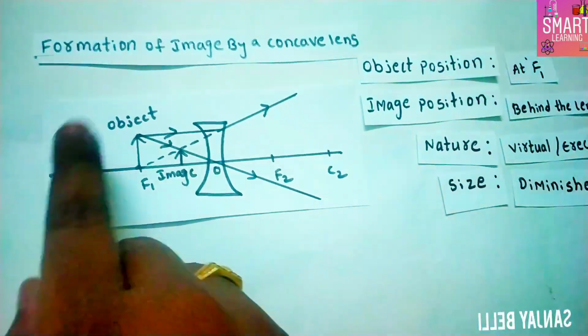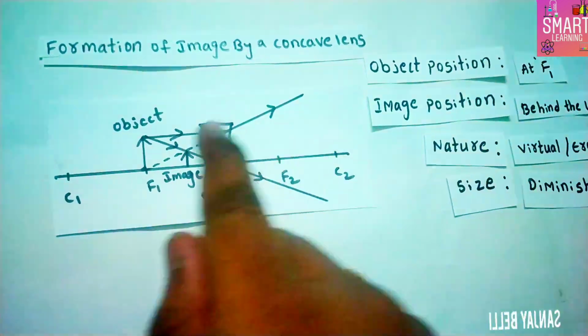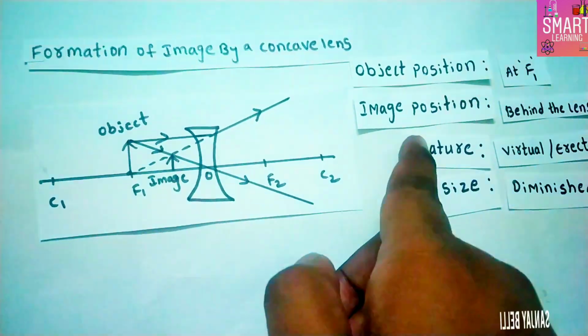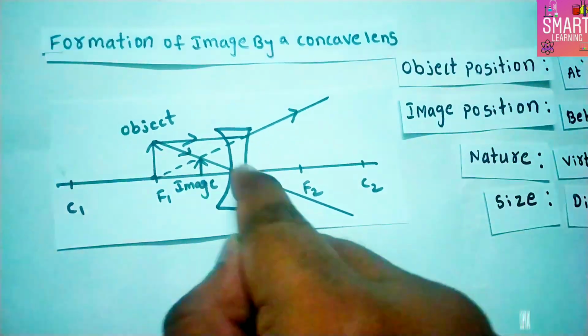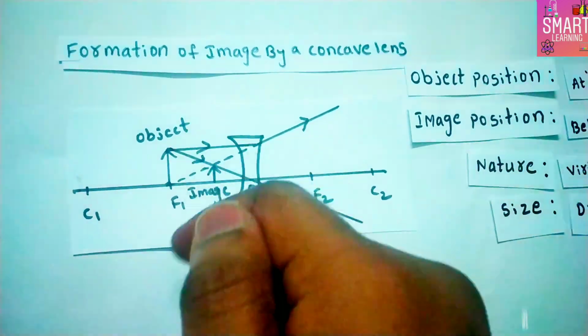Next I placed it on C, I got the same. Between F and C I got the same. Now I placed the object on F, and the image position, nature and size still remain the same. Now I want to place an object between O and F, and I want to observe where an image will be formed.